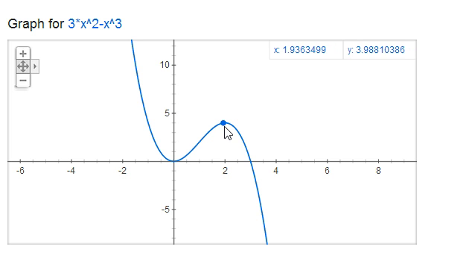And there's going to be a relative max, also sometimes known as a local max, and a local min. So we got a local max. It looks like it's occurring at 2, 4, and then 0, 0, right?